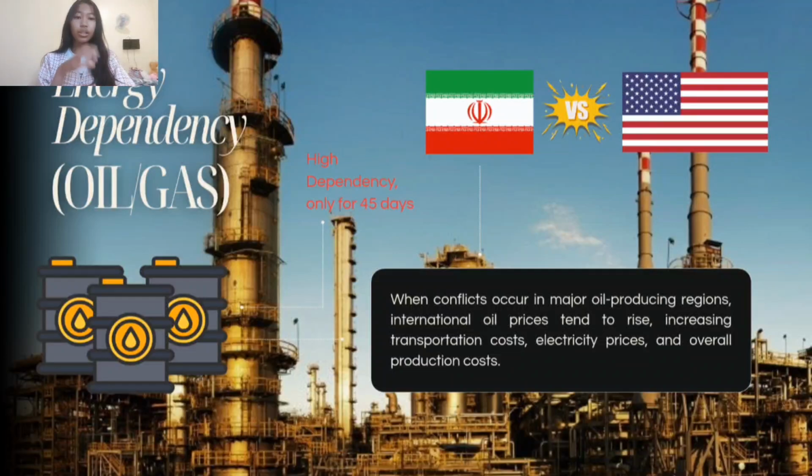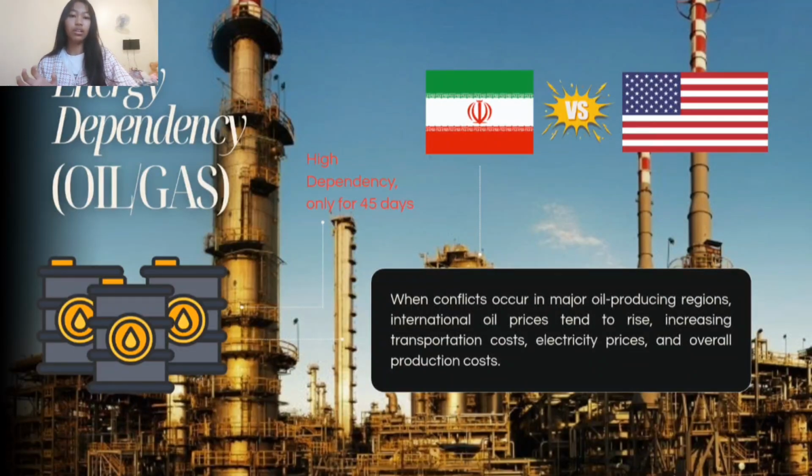So when conflict occurs in a major oil-producing region, international oil prices tend to rise, increasing transportation costs, electricity prices, and overall production costs. As a result, inflationary pressure may increase and economic growth may slow. In response to escalating tension in the Middle East and concern about energy supply disruption, the Philippine government declared a national energy emergency in 2026. This decision reflects the country's vulnerability to external energy shocks and highlights the importance of energy security in maintaining economic stability.